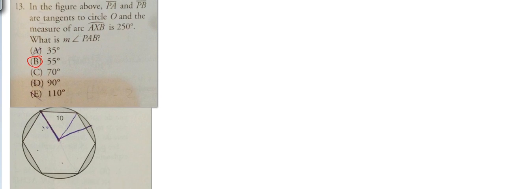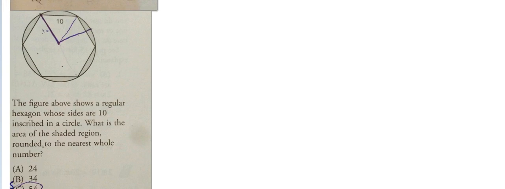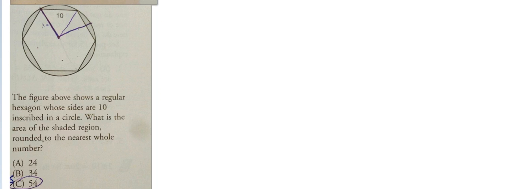Let's go to the other question. Here we have a circle. Inside this circle we have a regular hexagon, 6 equal sides. The side is 10, given. All the sides are 10 each. What is the area of the shaded region?